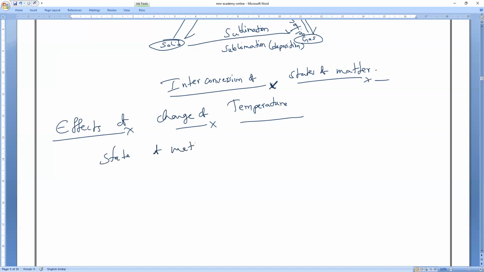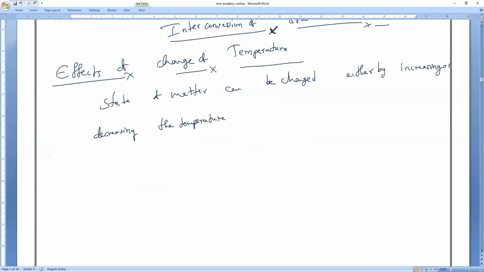So the state of matter can be changed either by increasing temperature or by decreasing temperature. Hasini, are you able to hear me? Are you writing the notes? I want a response. So let us discuss now.